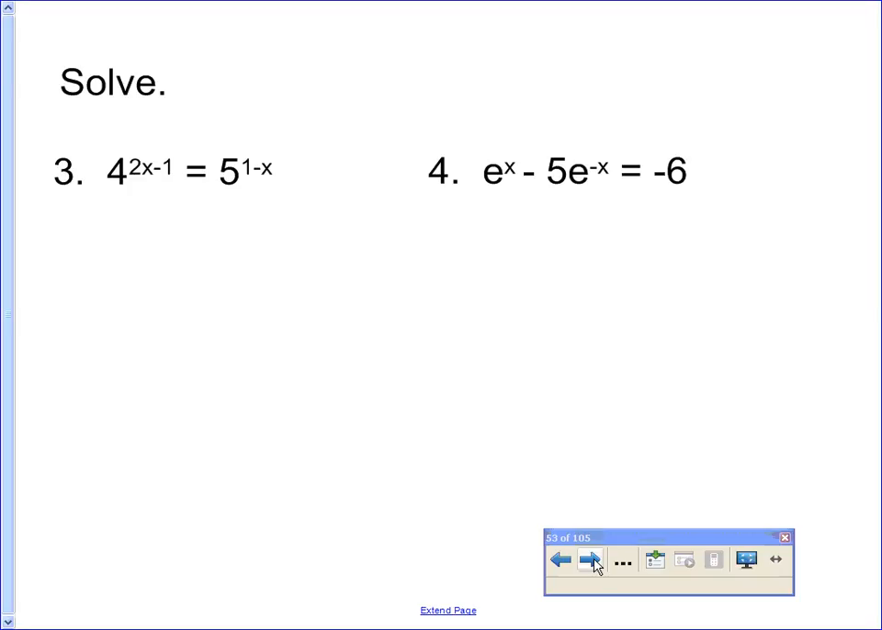Okay, next example. Again, you notice you have a base of 4 and a base of 5, so there's no way for us to get the same base. So these are getting a little bit harder, and that will continue as we get through the fourth example. So since we can't get the same base, let's try to take the natural log of both sides like we did in the last example.